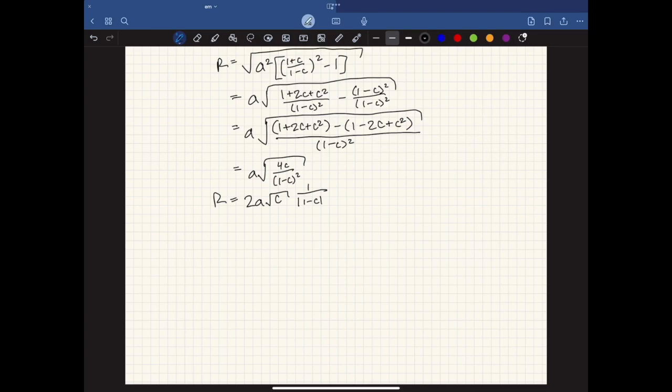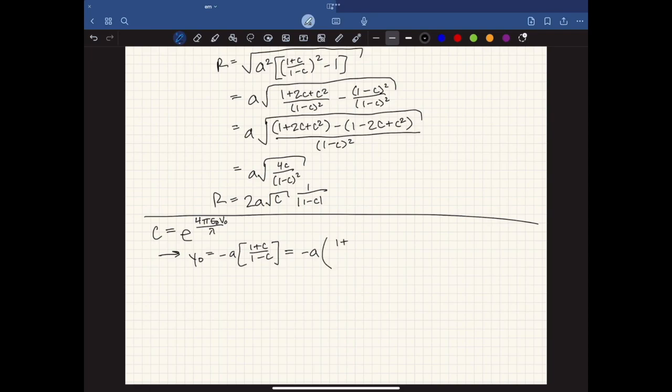So now we can substitute in our value for the constant that we defined earlier, which was e to the power of 4 pi epsilon naught V naught over lambda. And we can find y naught and r in terms of V naught. We can multiply by e to the power of negative 2 pi epsilon naught V naught over lambda, over e to the power of negative 2 pi epsilon naught V naught over lambda.